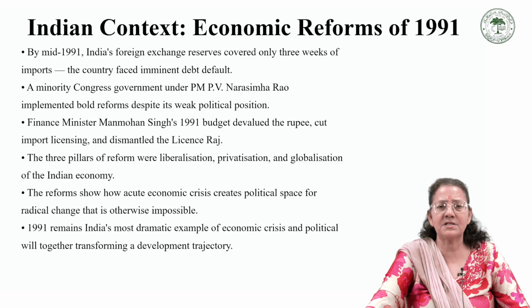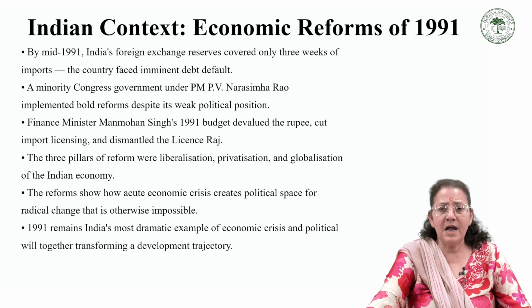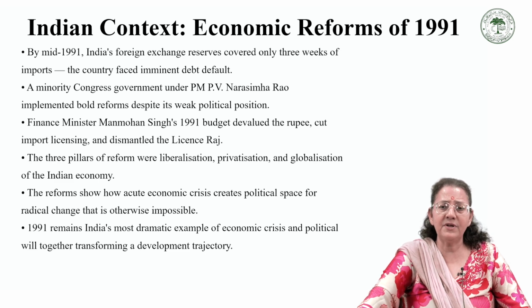The balance of payments crisis was the immediate economic trigger for the reforms. The political background was equally complex. The government that implemented the reforms was a minority Congress government led by Prime Minister P.V. Narasimha Rao, which came to power following the assassination of Rajiv Gandhi in 1991 during the election campaigns. Despite its political weakness, the government moved decisively.